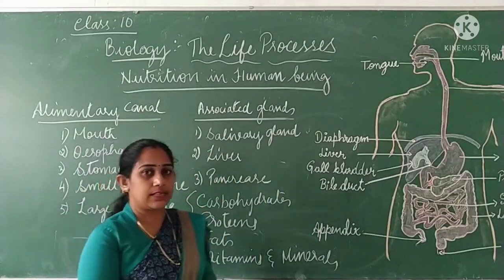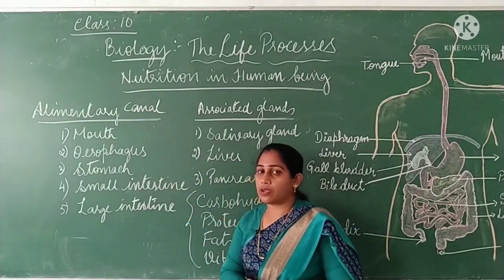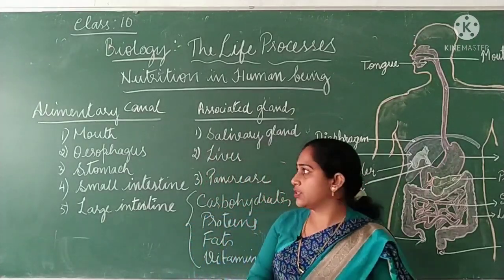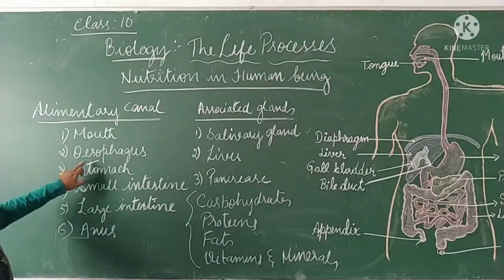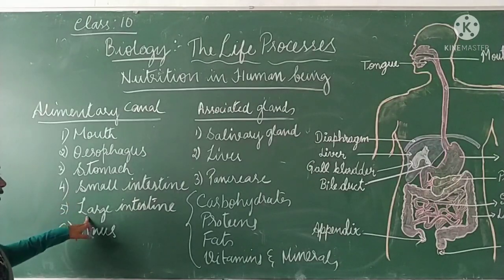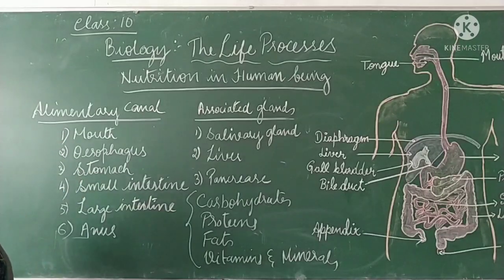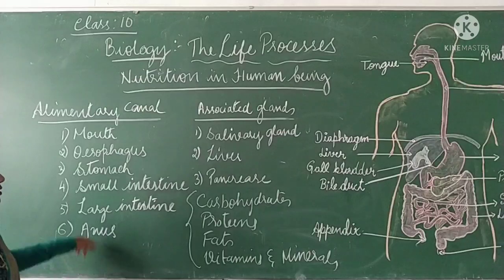Before that, let us see the different parts of the alimentary canal. I said the alimentary canal is a long tube which has different parts that perform different functions. So what are the different parts of the alimentary canal? It starts from the mouth, esophagus, stomach, small intestine, large intestine and anus. So it's a long tube, starting from the mouth and ending with the anus. In between you come across different parts which perform different functions.